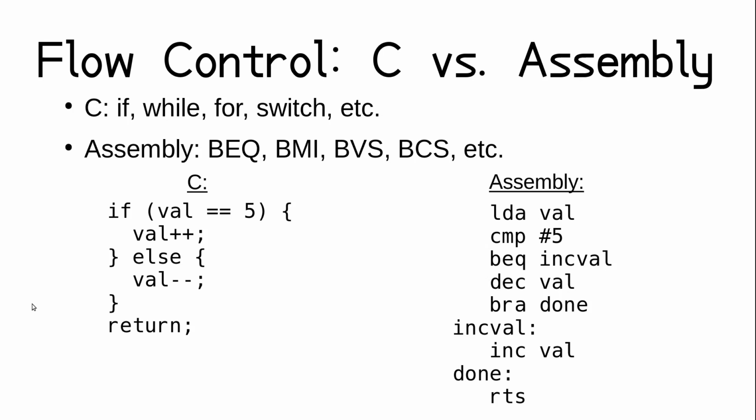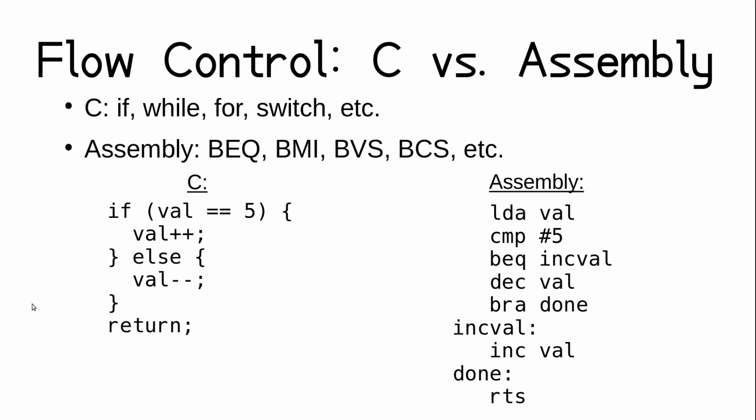Up front, let's take a look at a case study of how flow control is handled with C as compared to assembly. I'll have some similar examples later in this episode, and for all of them, the syntax used in C is very similar to that of many high-level languages, so it should be easy to follow even if you aren't a seasoned C programmer.